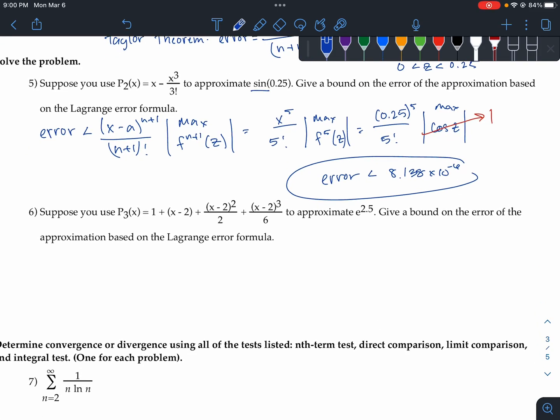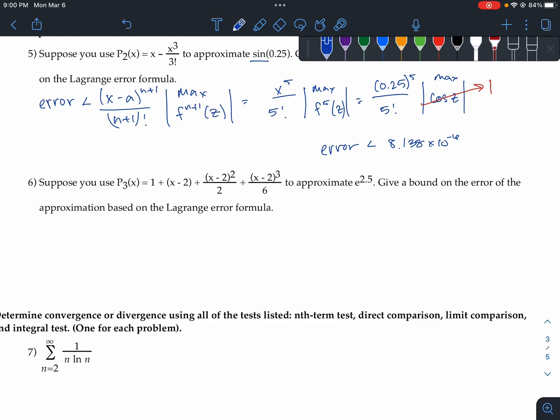Alright, let's try it one more time. In this exercise, though, it's not going to be centered at 0. So suppose we're using this polynomial right here to approximate here. Now notice that the function is centered at 2. So this is as if we're using e to the x minus 2, not e to the x. And so in this case, x would be equal to 2.5 in order for this to be the same. Okay, so again, we're just going to use the formula.